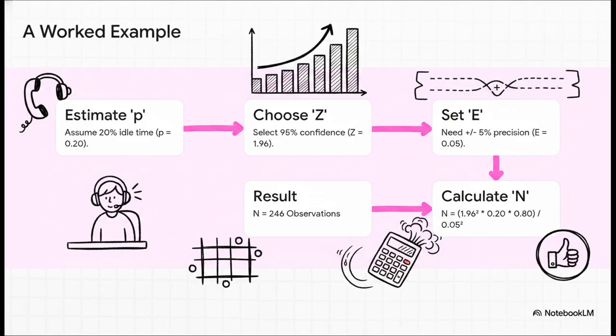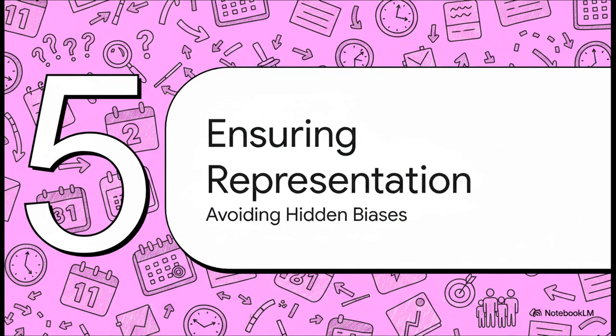Now we just plug those numbers into the formula. You run the calculation and you get 245.76, and since we can't do a fraction of an observation, we always round up. So we need 246 observations. See, it's just simple math once you know what the letters mean. So we have our pillars, randomness, and our magic number of 246 observations.